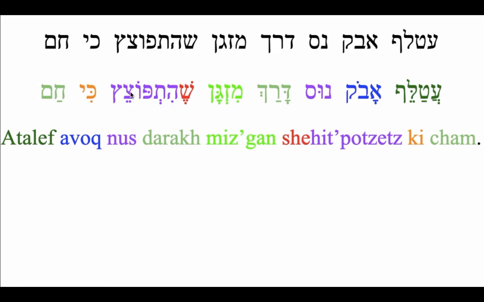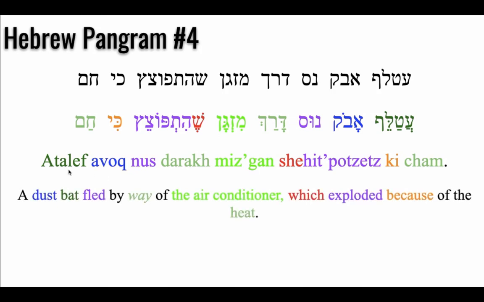Otzetz. Remember, this is 2 of these tsadis in a row. Then we have ki. And note that this is a kaf in the beginning of the word, so it's going to have the dagesh. And then we have cham. Most of the time, the ch has an a sound, so cham. And what does this mean in English? A dust bat fled by way of the air conditioner, which exploded because of the heat. Very strange sentence, but it is a pangram, so they don't really need to make sense.